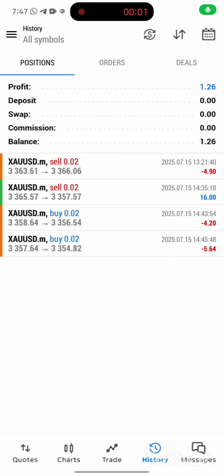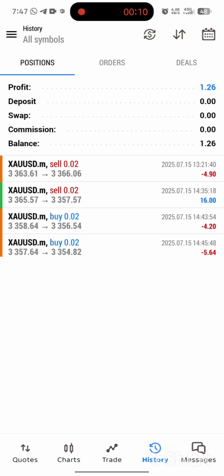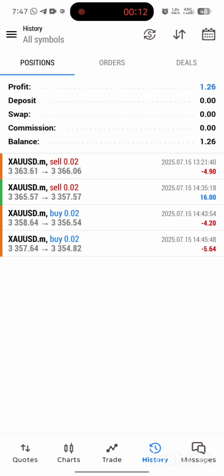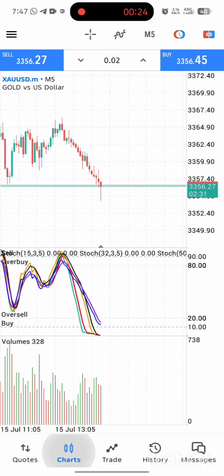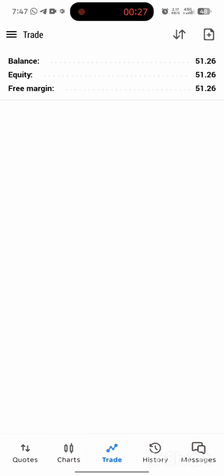Alright, so now we're back after a few hours. Now, as we can see, I actually lost quite a lot. I lost more than $10, but luckily I got a profit of about 16 USD. Alright, so as we can see right now, I have $51 left.